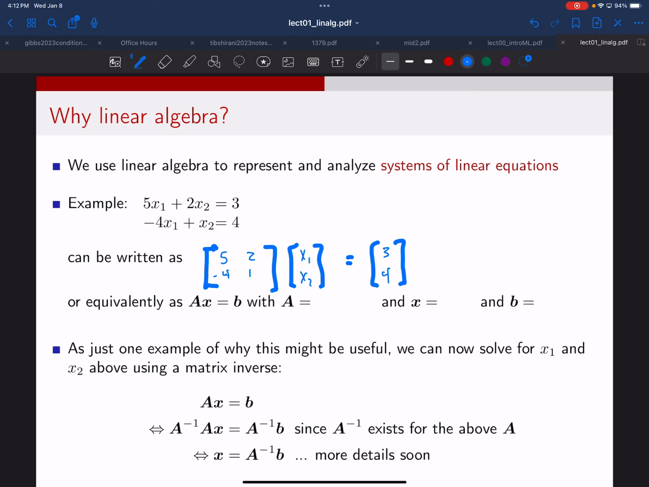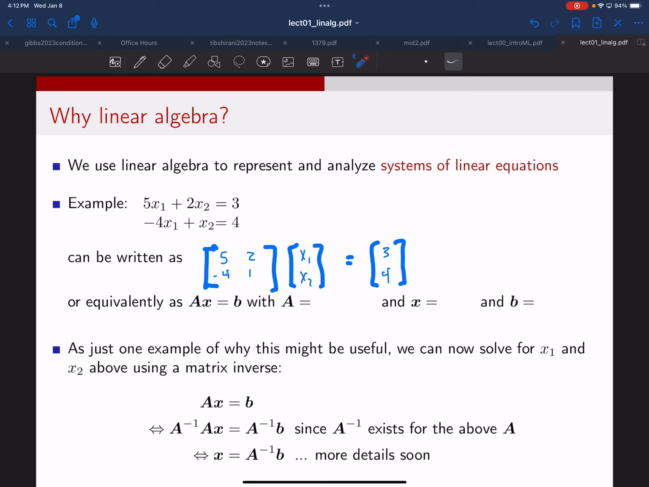The main idea that we're using there is how matrix multiplication works. The way it works is that 5 times x1 plus 2 times x2 equals 3, and then -4 times x1 plus 1 times x2 equals 4. That's always how we do it. We take this times this, where what we mean is really the first times the first plus the second times the second and so on. And then we do this times this to give us this. We'll see a lot of that going forward in these notes. So that's one way we can do it.